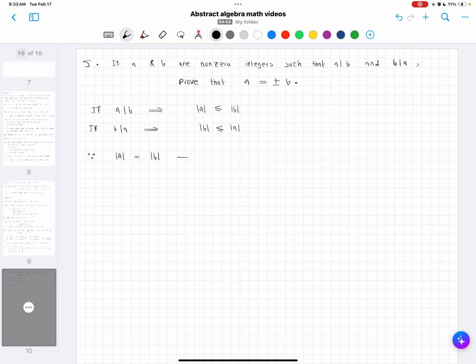So then that means that A is equal to the absolute value of B, or negative A is equal to the absolute value of B. So it follows that A is plus or minus the absolute value of B. So then this tells us that, unwrapping the absolute value of B as a definition, we have that A is equal to plus or minus B.